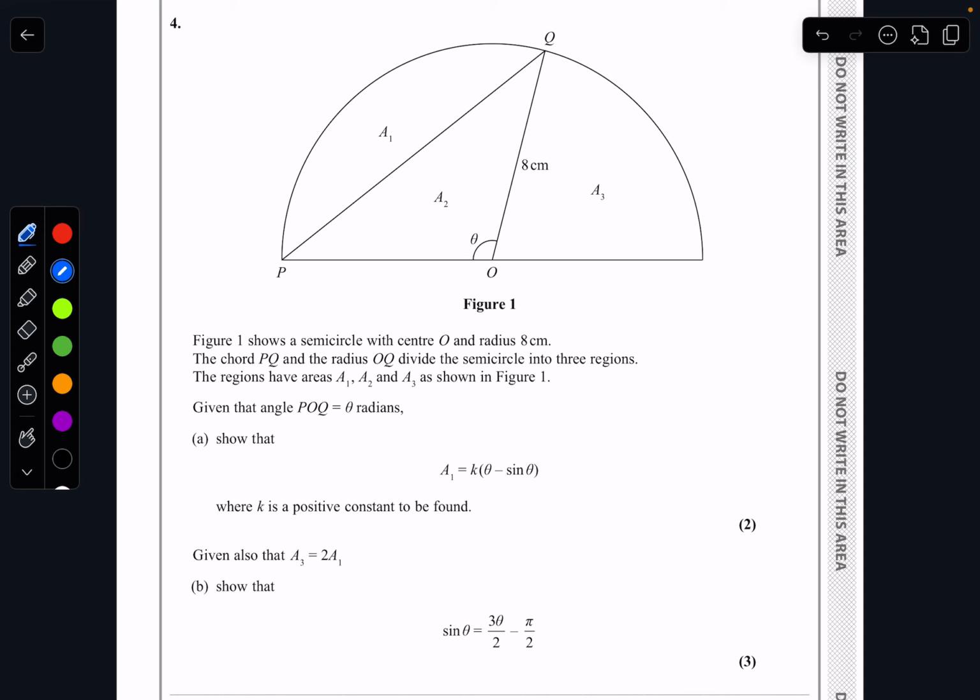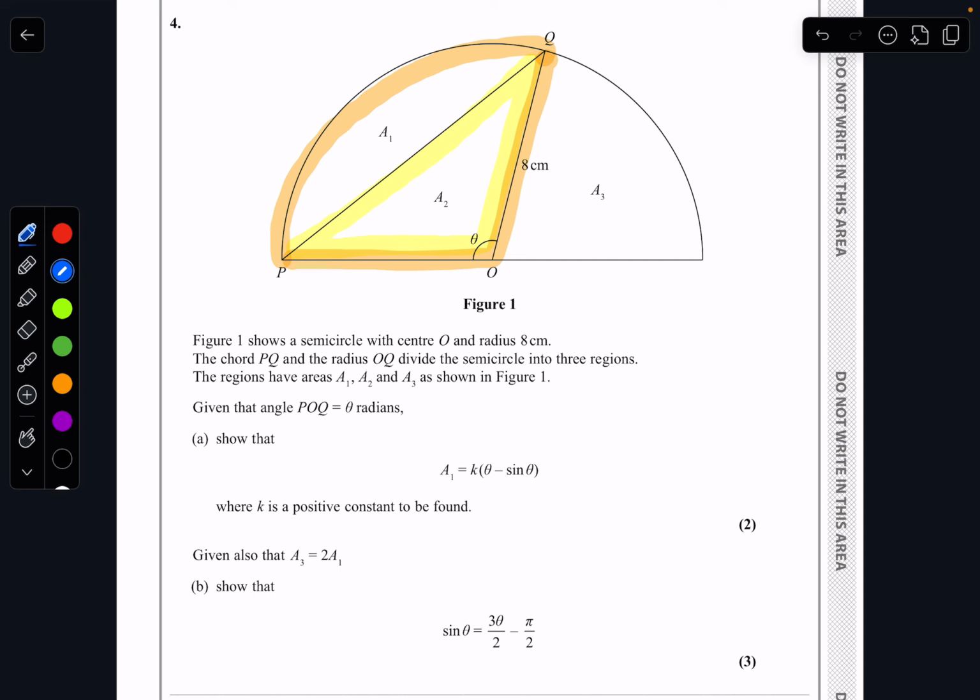In order to find A1, we need to find two things before that, which I'm going to highlight here. First of all, we need to find the area of this sector here. And once you find the area of this sector, from there, we need to subtract the area of this triangle here. In a moment, I will show you both formulas and how they work. By subtracting the area of the triangle from the area of the sector, that will leave us with A1, which is that section there.